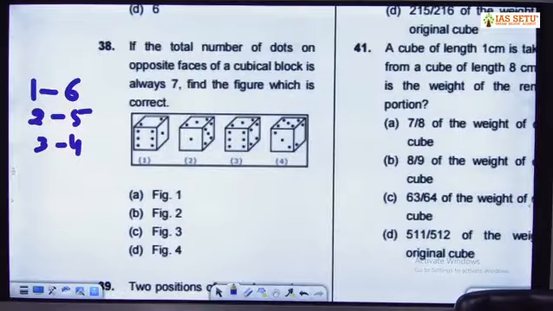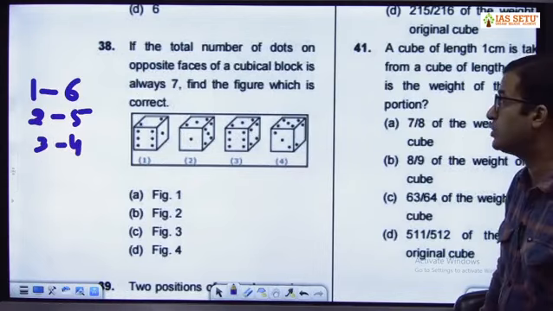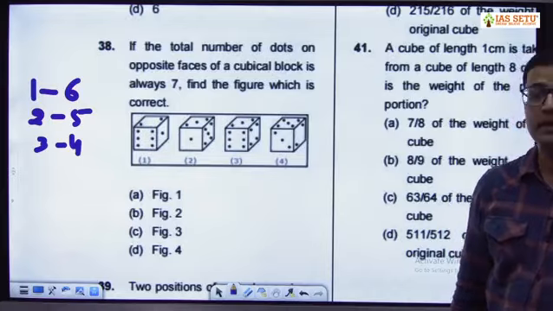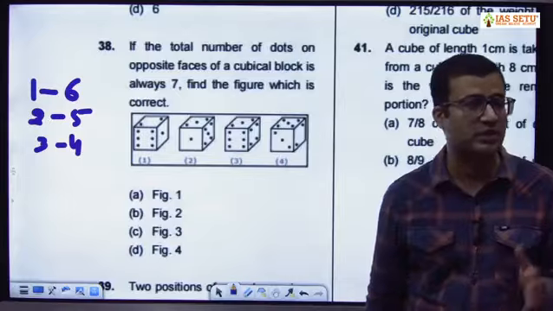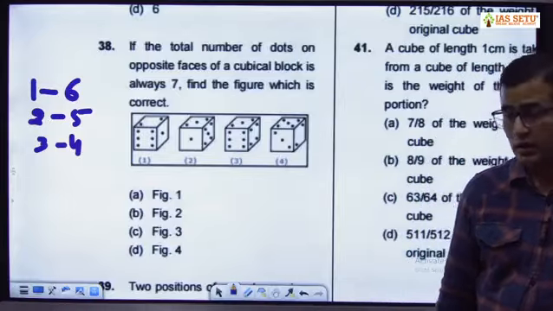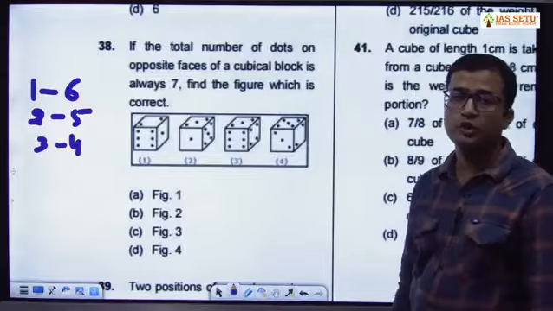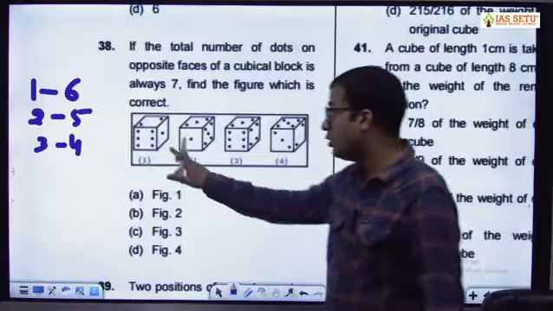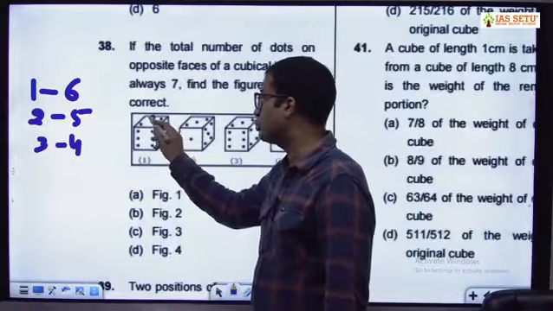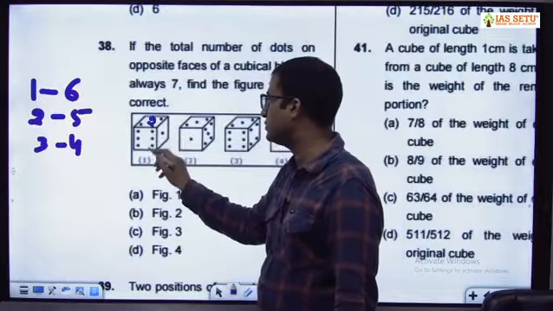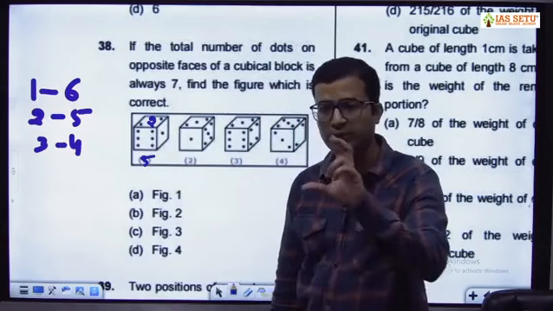First we understand this question. In this question it is mentioned, if the total number of dots on opposite faces of a cubical block is always 7, it means their total has to be 7. It is possible when we have 1 and 6 opposite, 2 and 5 opposite, 3 and 4 opposite. So out of these 4 answer options, we will check which option will satisfy the question. Now in the first case, these are 2 dots. Opposite of 2, I can put 5. So that total becomes 7.